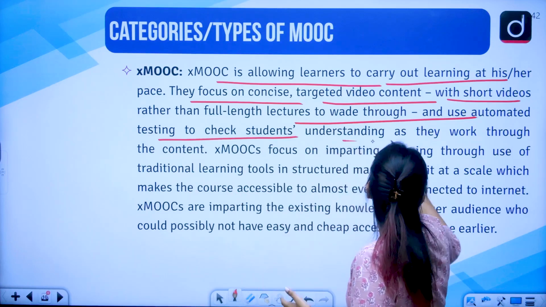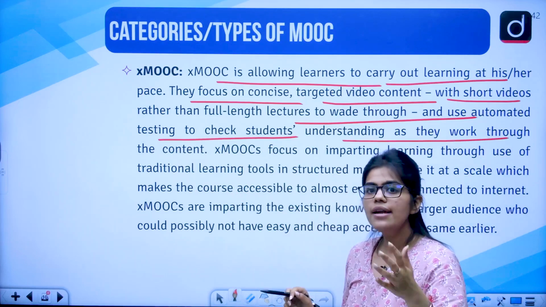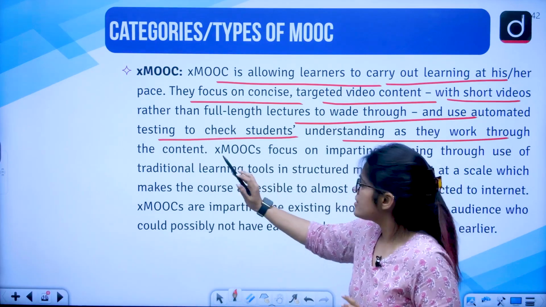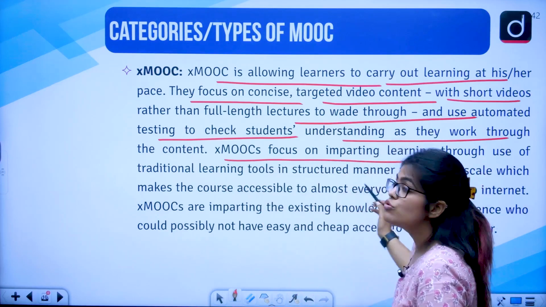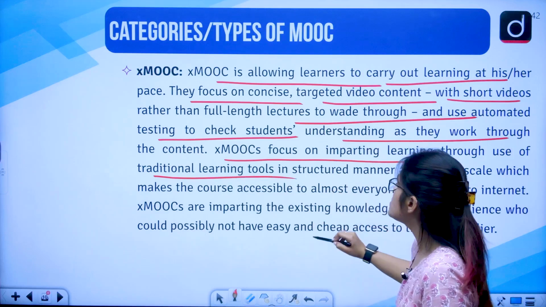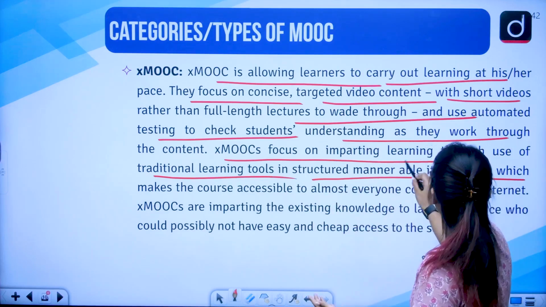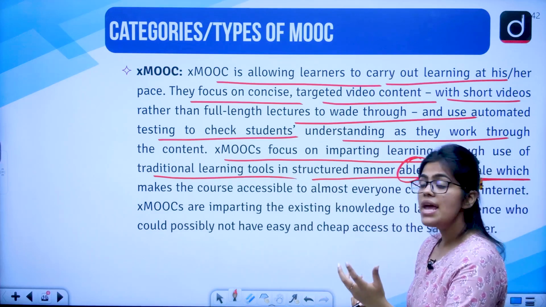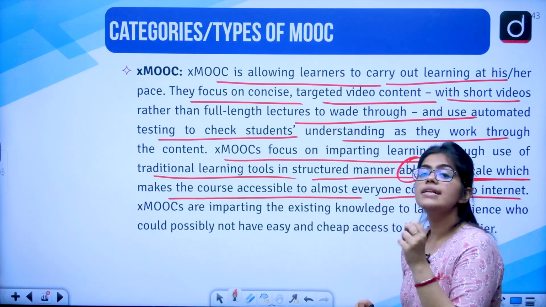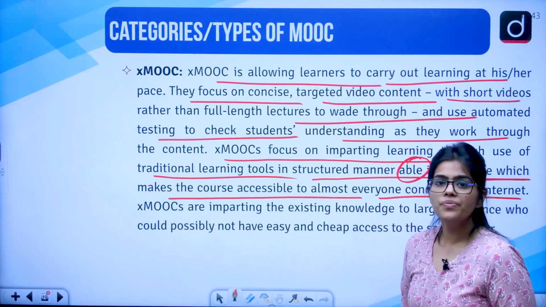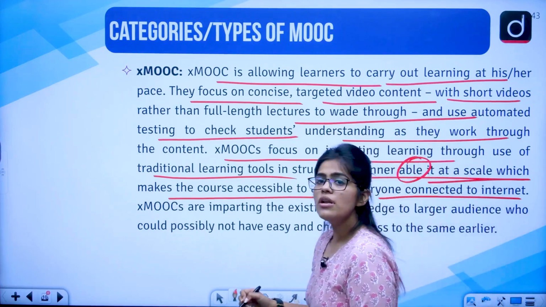The students' understanding as well as the work of the course is checked at the end. There is content given that is available. X MOOCs focus on imparting learning through traditional learning tools in a structured manner, and they enable it to scale, which makes the course more accessible to almost everyone on the internet. You can study here on your own. There is no connection built, but it is the education that is the major part here.